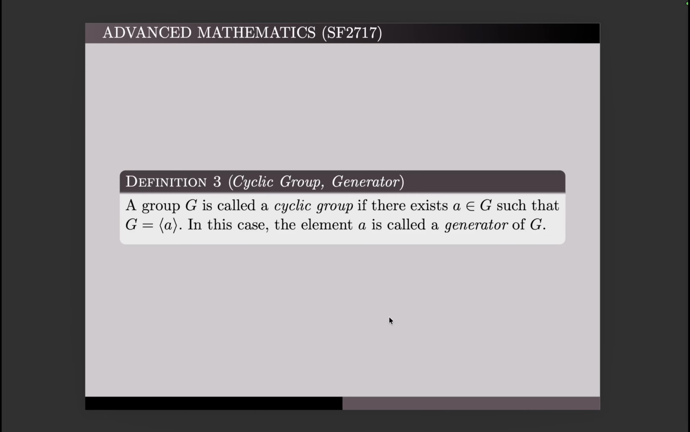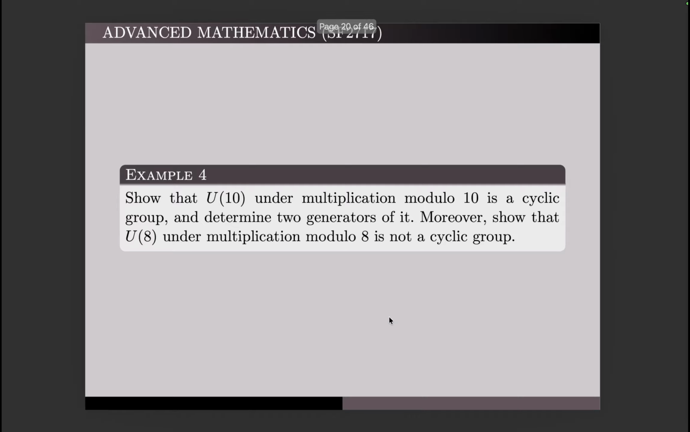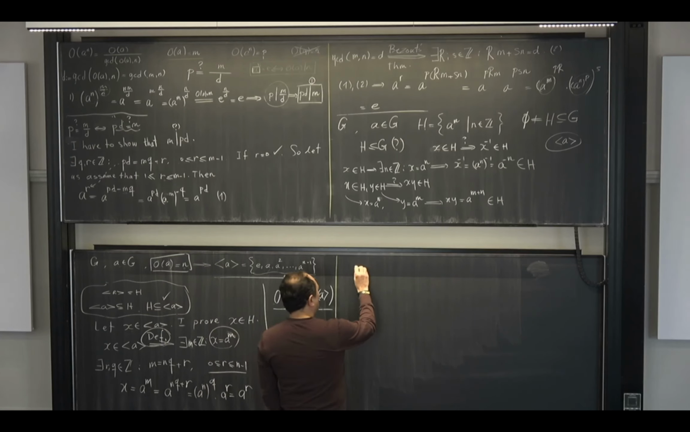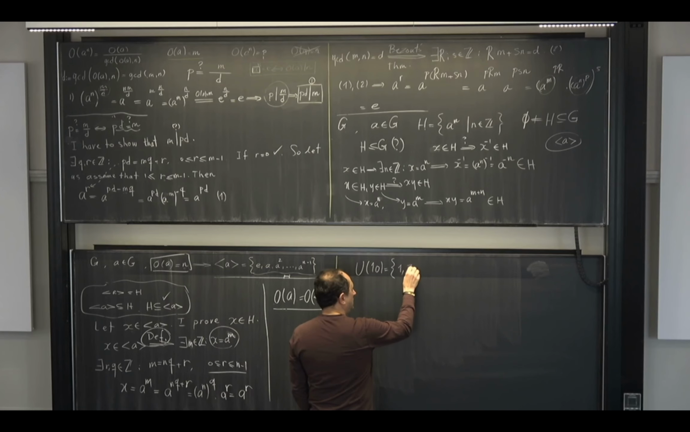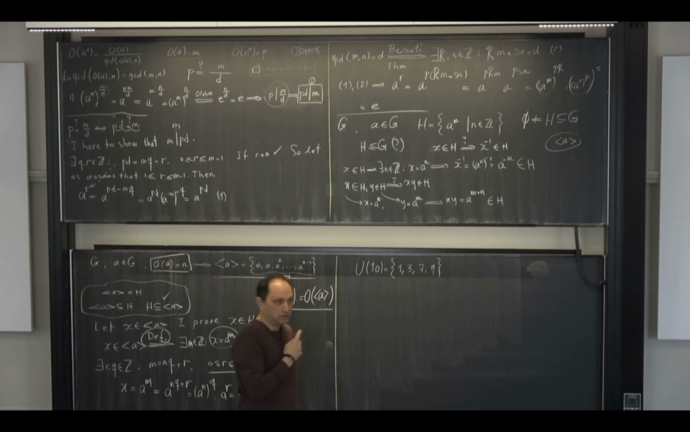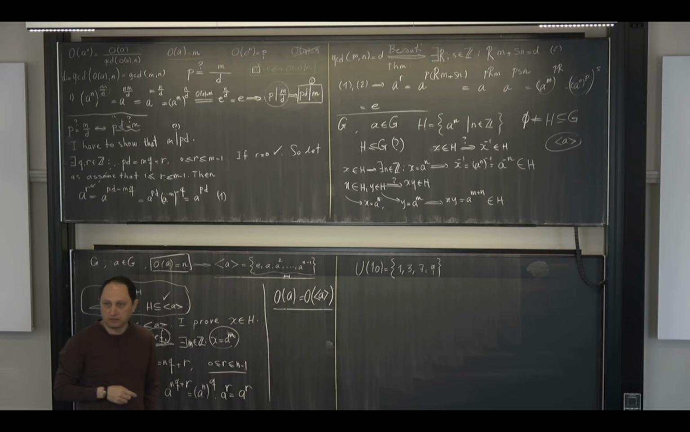It's easier to do examples. Show that U10 under multiplication modulo 10 is a cyclic group. Let me repeat it for you again. What is U10? Can you help me to write it? It contains 1, 3, 7, and 9. This is U10.